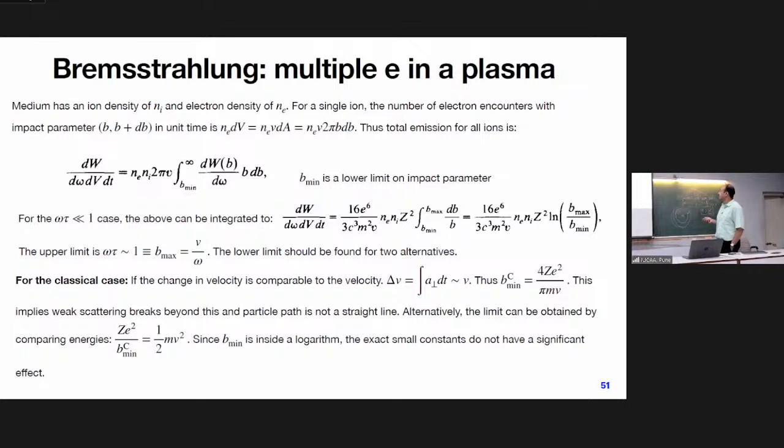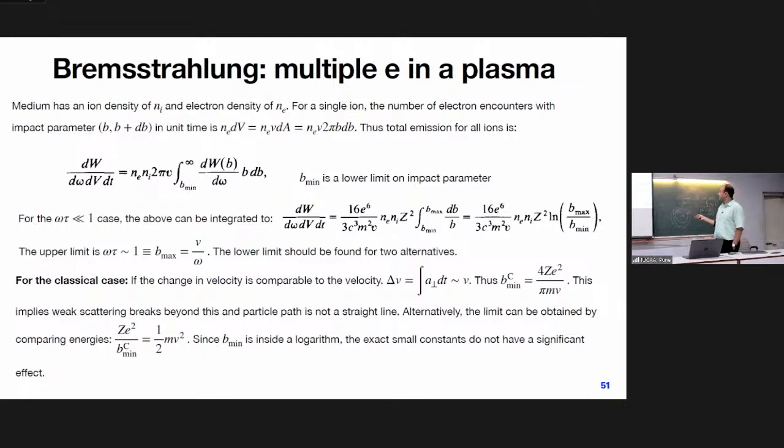Now let's talk about the lower limit. The lower limit is sort of a hand-wavy way of approaching it. There are two ways to approach the lower limit. One is to find when the acceleration vector becomes comparable to the velocity itself, or when the change in the velocity becomes comparable to the velocity itself. Beyond that, it almost becomes like quantum scattering, because the scattering would be very large. So you have to go to the quantum mechanical limit.